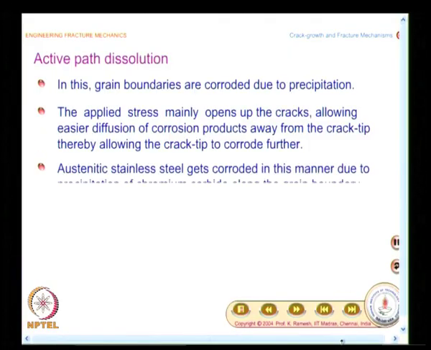Sustained stress in conjunction with a corrosive environment, you find the crack advances. And certain kinds of material get affected by this process. You find here austenitic stainless steel gets corroded in this manner. And what happens in this? We have seen the grain boundaries are corroded due to precipitation. In the case of austenitic stainless steel, you find precipitation of chromium carbide along the grain boundary.